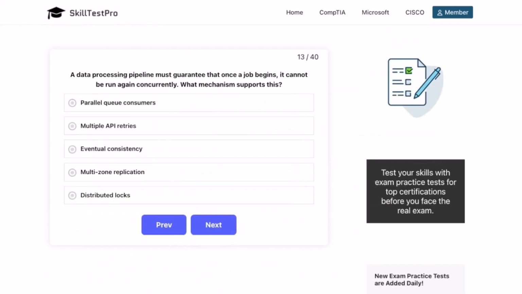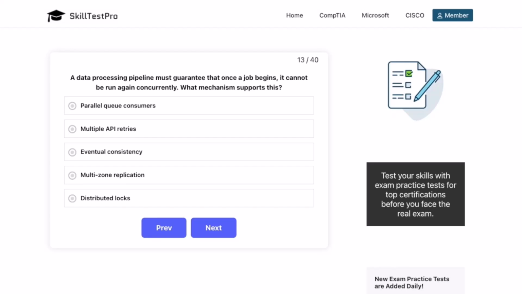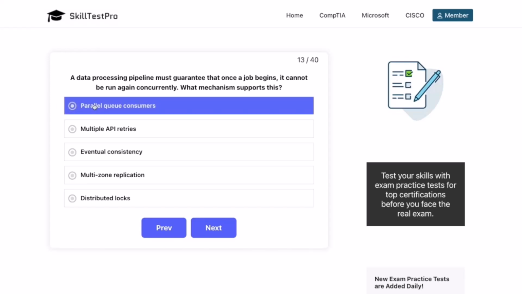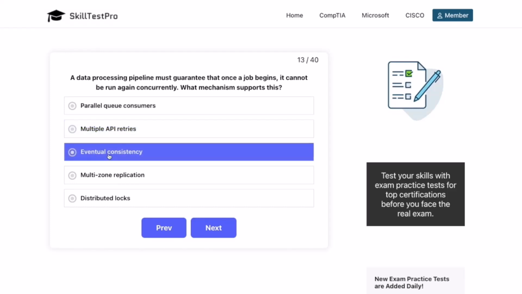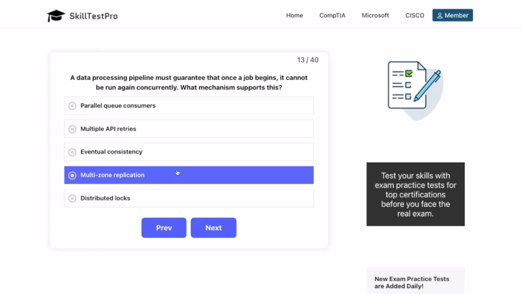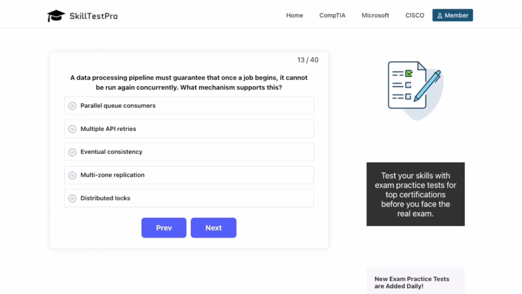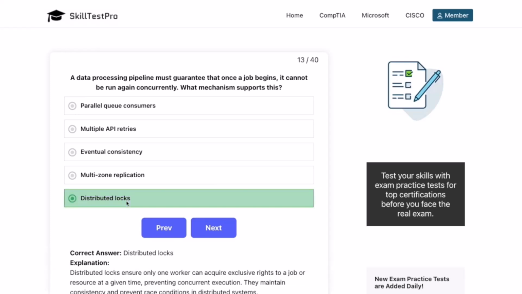All right, question 13. A data processing pipeline must guarantee that once a job begins, it cannot be run again concurrently. What mechanism supports this? Parallel queue consumers? Multiple API retries? Eventual consistency? Multi-zone replication? Or distributed locks? It's that last one, distributed locks.